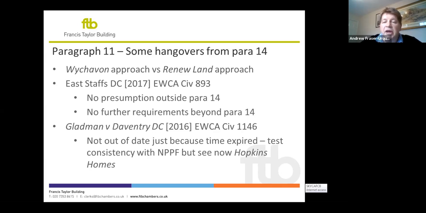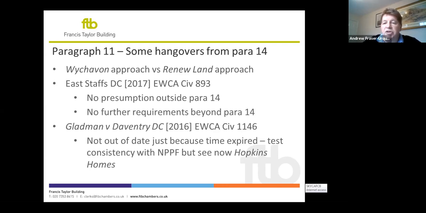So that old issue of trying to look for something more, or to try and say that even if something passed paragraph 14, it shouldn't get planning permission because it wasn't sustainable, that's all gone, and the fact that that's all gone will continue to carry over, I'm certain, into interpretations of paragraph 11.